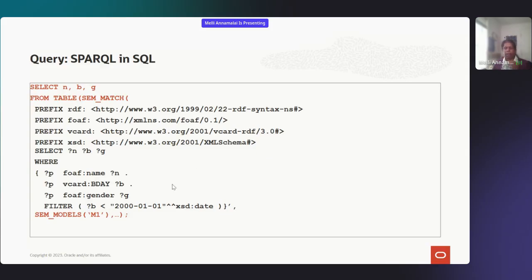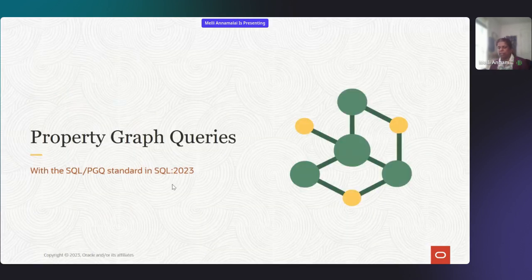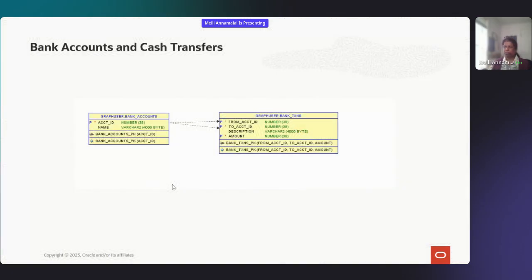So because SPARQL already emerged as a standard for RDF knowledge graphs, that's the approach that we have taken, that you're wrapping that syntax in SQL. But on the property graph side, we have worked with the standards body to really come up with extensions to SQL. And we'll see some examples coming up of property graph queries with the new SQL PGQ standard that's coming out in SQL 2023.